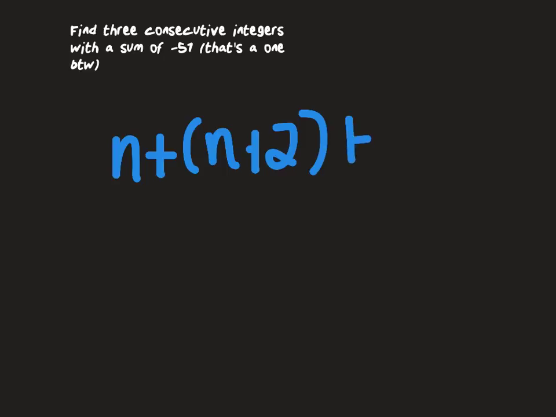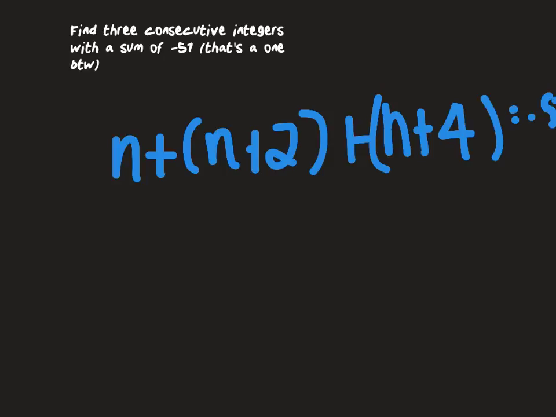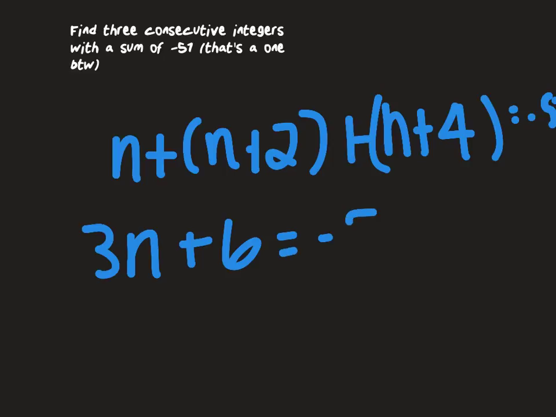And then next, if you're at 3, what would you add to get to the next one? You would add n plus 4. Okay, put our little things. And that all equals negative 51. Sorry, I'm running out of space. I don't know why I left that big gap at the beginning. Okay, so now that you have all that, you have to take all those n's and put them together. So you're going to have now 3n plus 6, because 2 plus 4 is 6, equals negative 51.